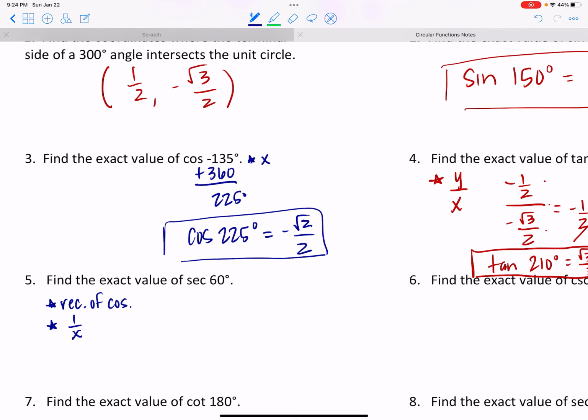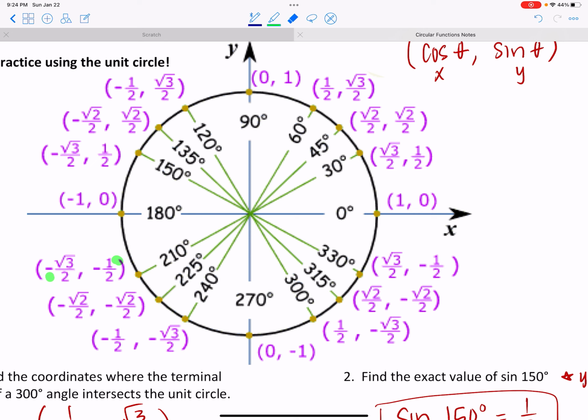So let's look for 60 degrees. Again, 60 degrees here on our unit circle. And the more you can do this without actually having to look at the paper, that's going to be better for you. So if you know your little hand trick and you can find 60 degrees and see what your cosine is and then flip that over, that's going to be to your benefit.